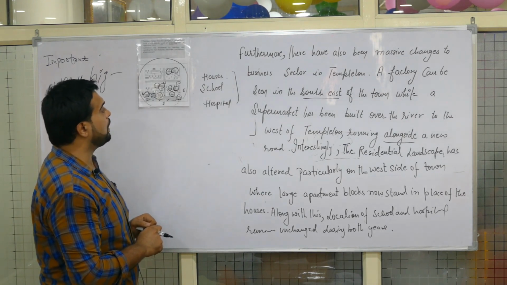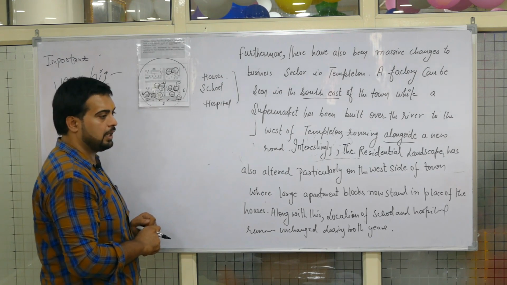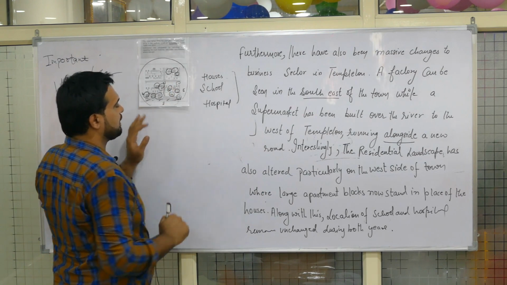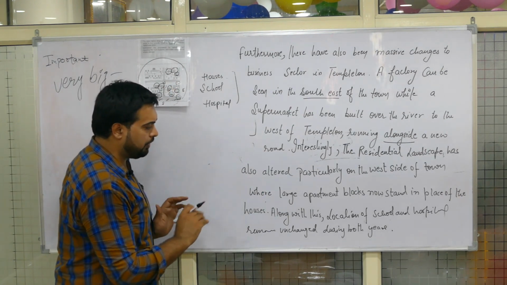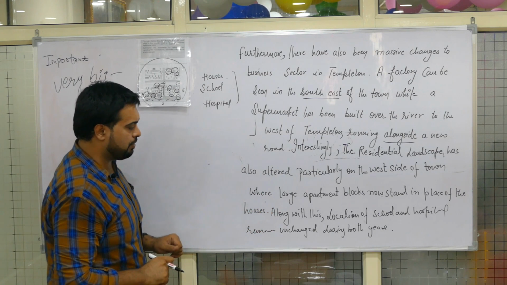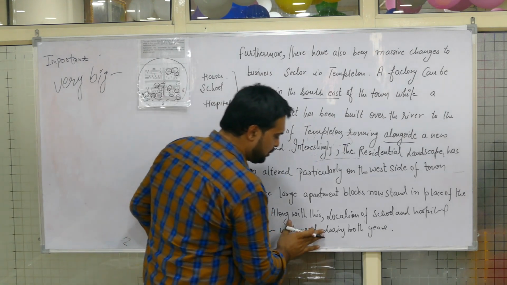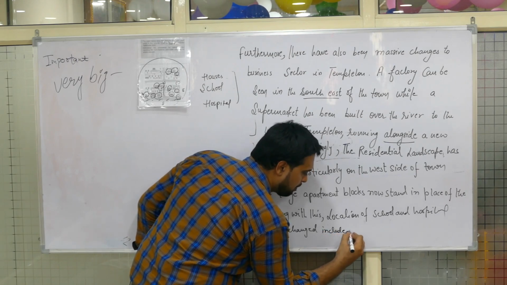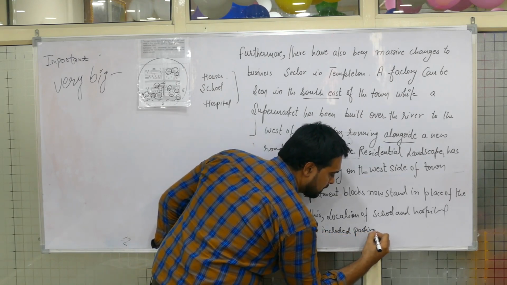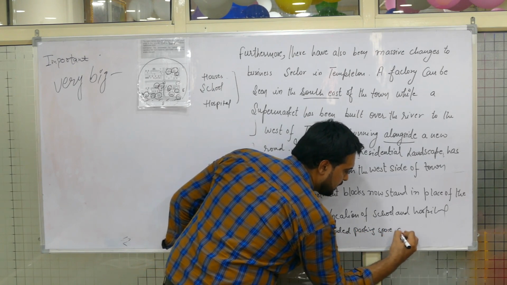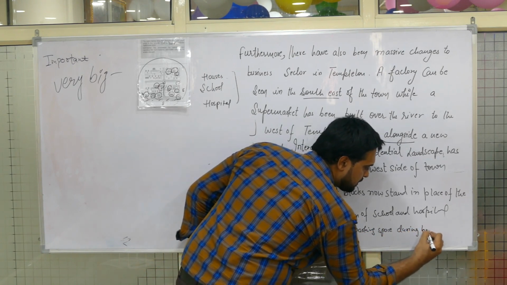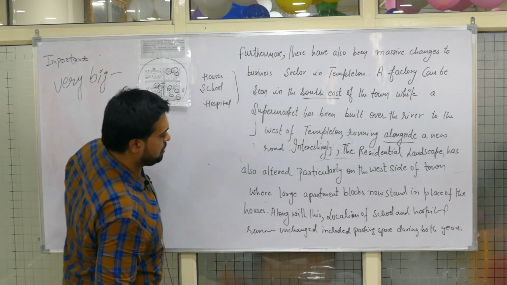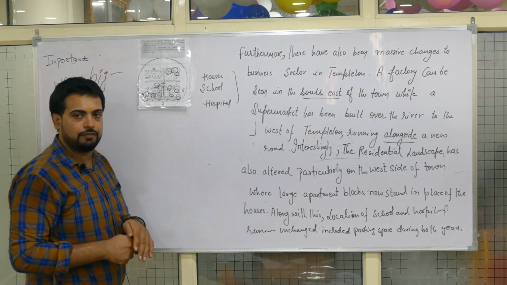Now, we haven't mentioned one point actually, the P for parking here. You have to look at both maps. One P is here, one P is here. Right? So what we need to do here: the location of school and hospital remain unchanged, including parking space, during both years. See, we have covered all the transitions to make it band 9.